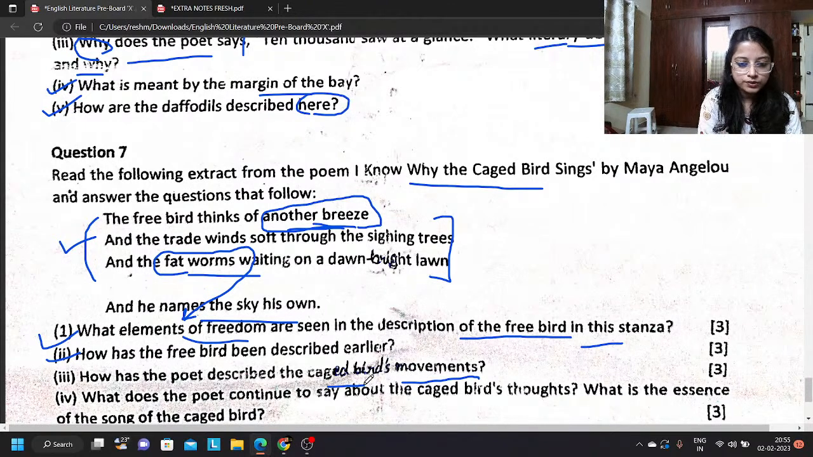This one clear? No doubts. Caged bird's movements. In particular, you have to remember what the movements are, and how the free bird is described next. Okay. Third one done. Come to the fourth one.